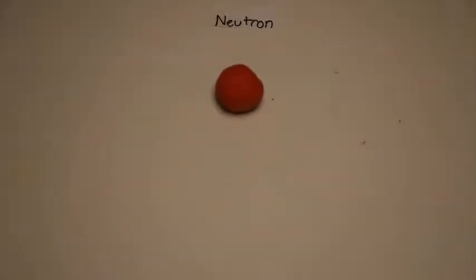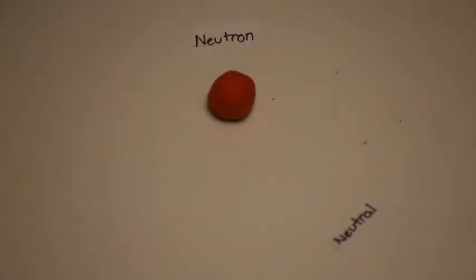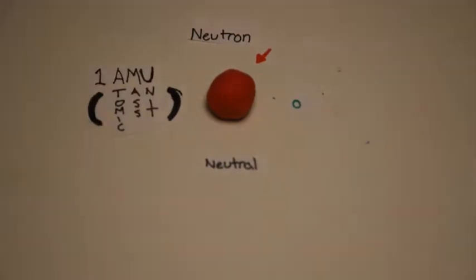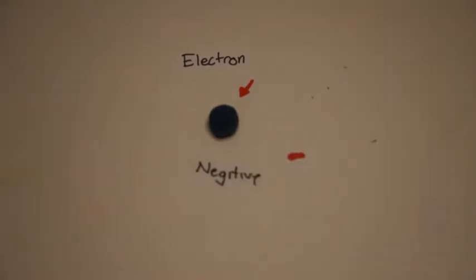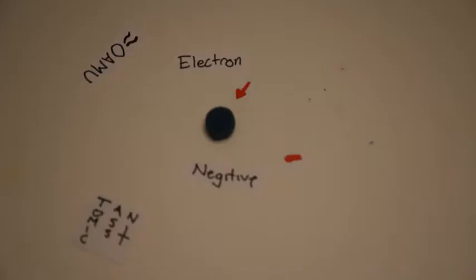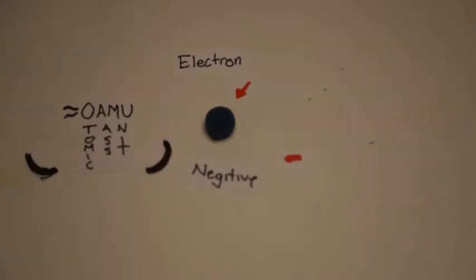The next subatomic particle is the neutron. The neutron has a neutral charge, and it weighs 1 AMU, or atomic mass unit. You can represent the neutron with a lowercase n and a circle above it. Finally, there's the electron. The electron has a negative charge, and it weighs virtually 0 AMU. You can represent the electron with a lowercase e and a negative sign above it.